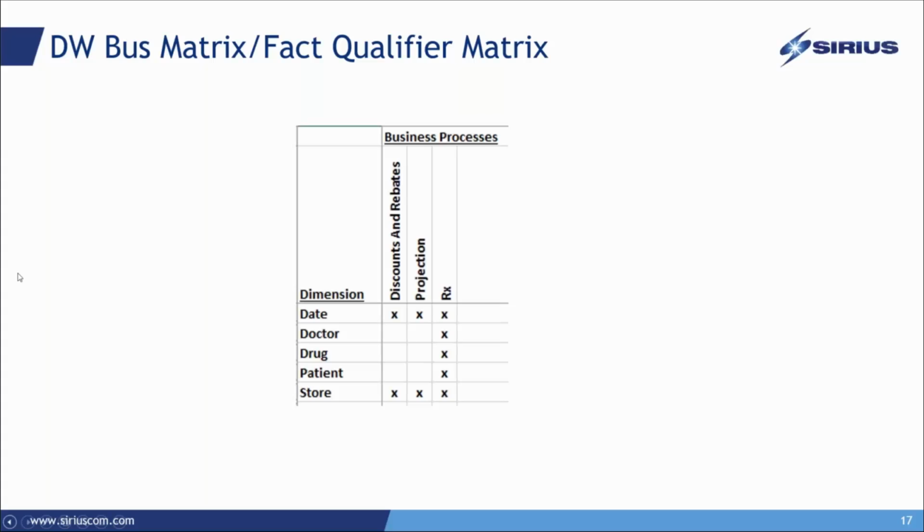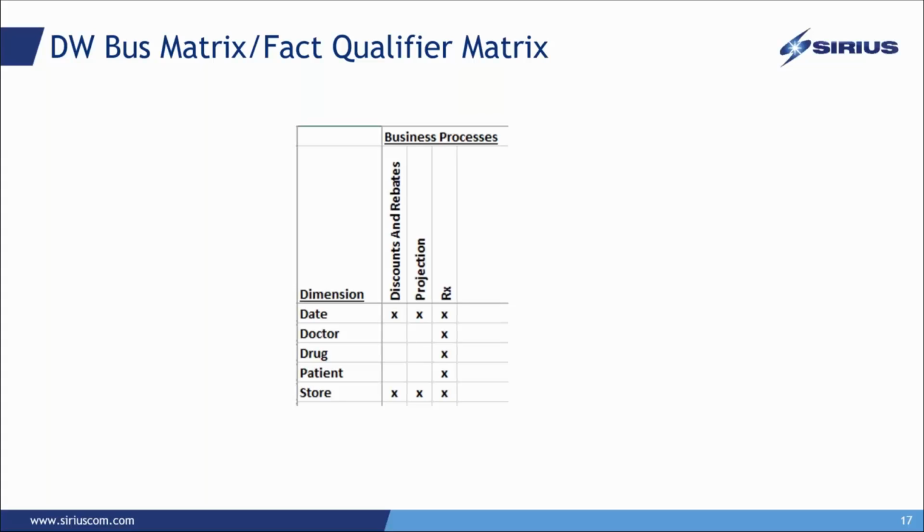So the next thing, and this is a tool, and I'll provide a sample of this, is using a bus matrix or a fact qualifier matrix. And what you do here is you take the different dimensions or attributes of your business. So in our pharmacy example, we have date, doctors, we've seen those before. And I have different business processes. One of the things that was important for a pharmacy is some of the drugs, when they sold them, they could apply back to the manufacturer for rebates or discounts, and that adjusted their prices. They had projections or forecasts, and then of course just the sale of prescriptions themselves.